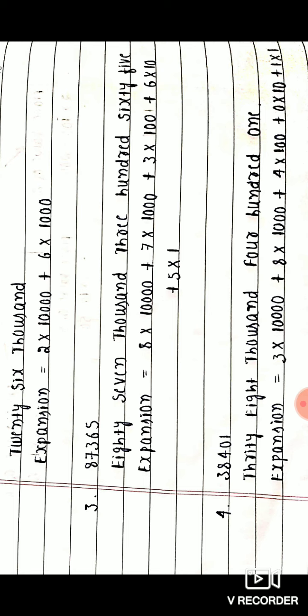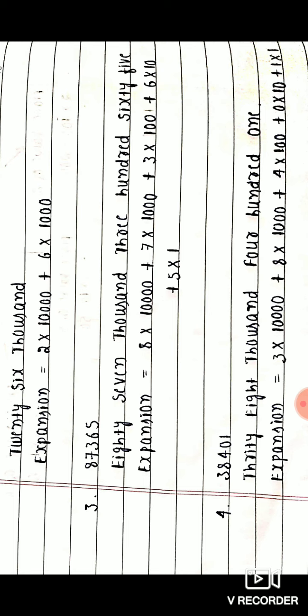So 5 is in the place of 1, therefore 5 into 1. Then 6 is in the place of 10, therefore 6 into 10, plus 3 is in the place of 100, so write 3 into 100. Then 7 is in the place of 1000, so 7 into 1000. Then the last one, 8 is in the place of 10,000, therefore write 8 into 10,000.